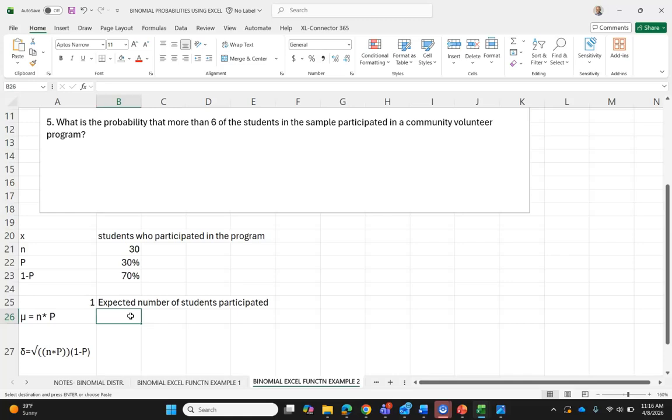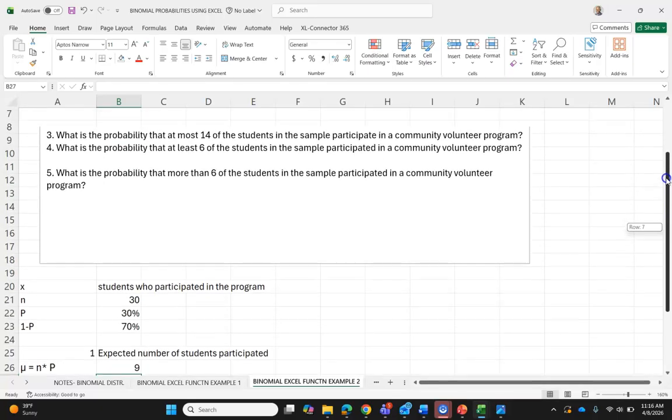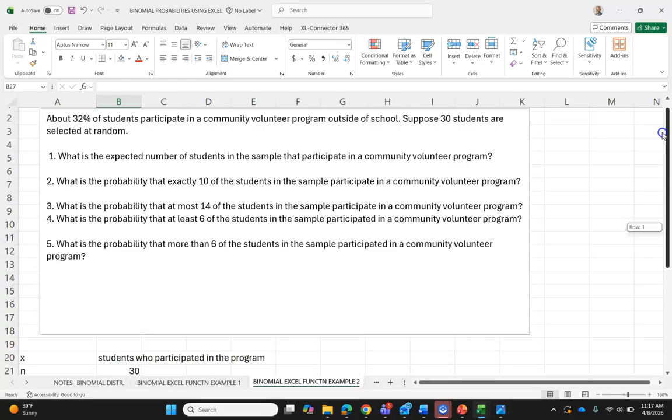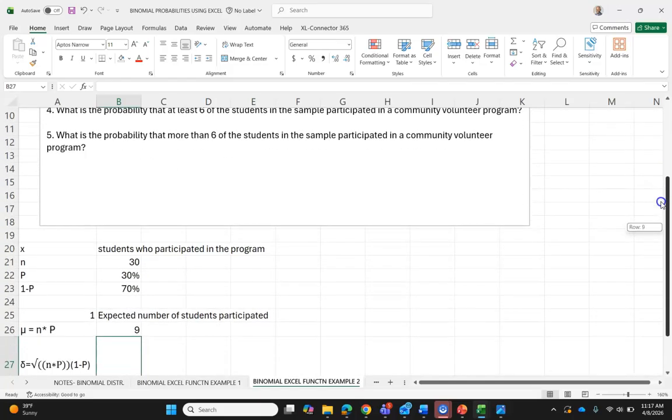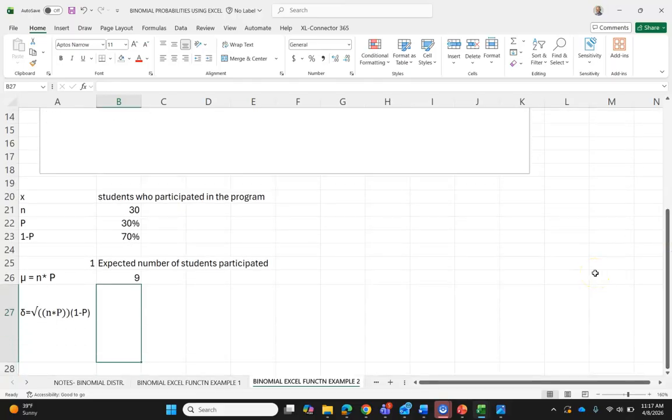Anyways, let's find the expected number of students that participated. We know it is n times p. So I'm going to put equal sign, and n is 30 times the probability of success, which is 30%. So we have that one, and we can provide our conclusion that the expected number of students in the sample that participated in the program is 9.